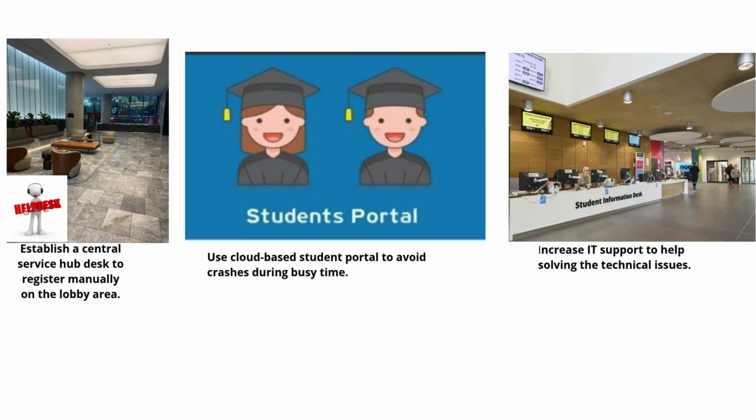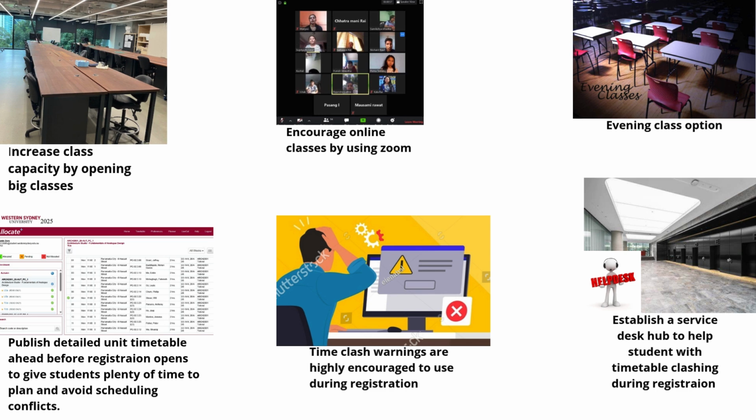Establish a central service hub desk to register manually in the lobby area, and use a cloud-based student portal to avoid crashes during busy times, and increase IT support to help solve technical issues. Increase class capacity by opening big classes, and publish a detailed unit timetable ahead before registration opens to give students plenty of time to plan and avoid scheduling conflicts. Encourage online classes using Zoom, and use time clash warnings during registration. Open evening class options and establish a service desk hub to help students with timetable clashing during registration.